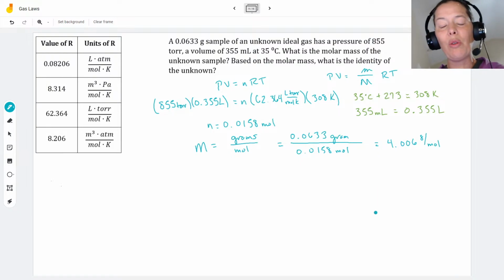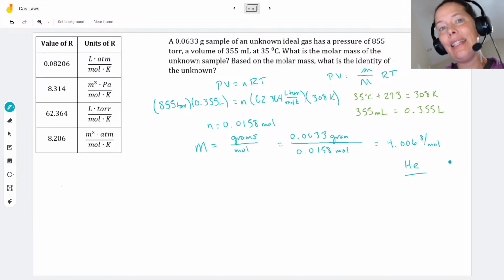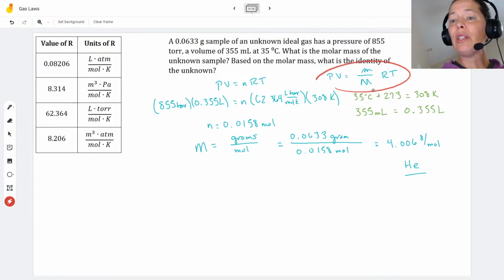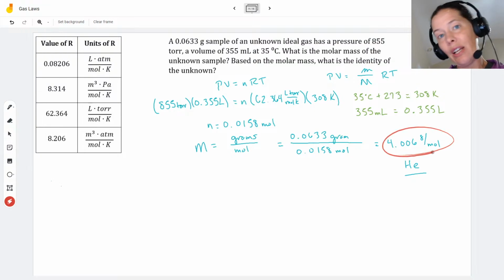So now I have the molar mass. All I need to do is identify this unknown. And if you go look at the periodic table, you can see that helium has a mass of about 4. So this ideal gas is helium. Again, you can use this equation, and that is 100% perfectly fine. You will get this answer out.